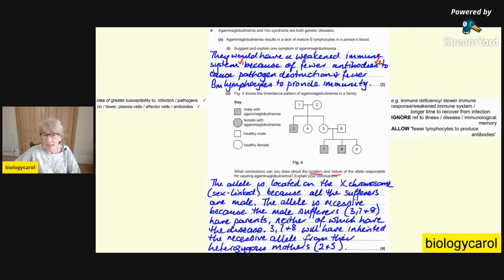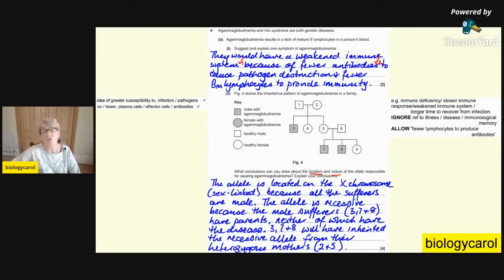Here I might put allele. I should have put gene. I must check the marks; they weren't worried about that in the mark scheme. The allele is located on the X chromosome, and it's sex linked because all of the sufferers are male. There isn't a single female sufferer anywhere. The allele is recessive because the male sufferers, 3, 7, and 8, have parents, neither of which have the disease.